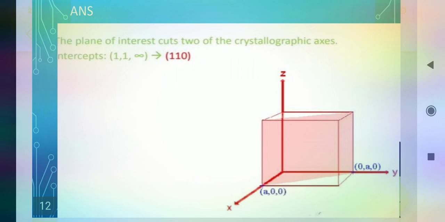Then the intercepts in this particular figure are 1, 1 on x and y, and infinity on z. We need to consider the reciprocal form: 1 by 1, 1 by 1, 1 by infinity. Then 1 by 1 is 1, 1 by 1 is 1, 1 by infinity is 0. So the answer is (1 1 0). Like that we calculate the Miller indices. Thank you.